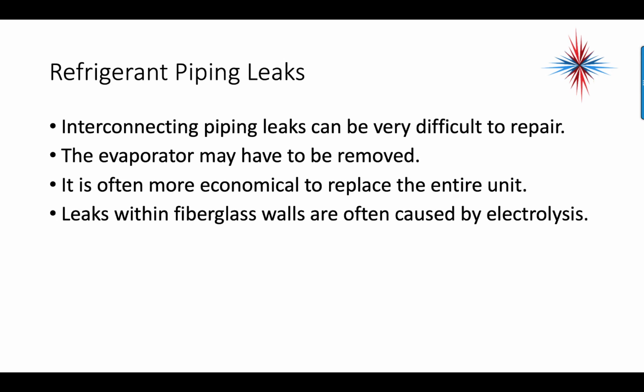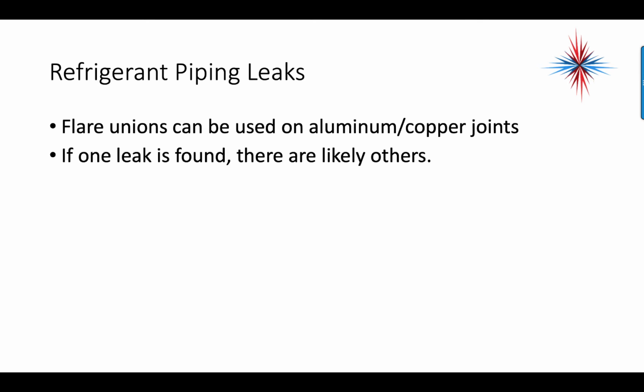Interconnecting piping leaks can be very difficult to repair. The evaporator may have to be removed. It is often more economical to replace the entire unit. Leaks within fiberglass walls are often caused by electrolysis. Flare unions can be used on aluminum and copper joints. If one leak is found, there are most likely others.